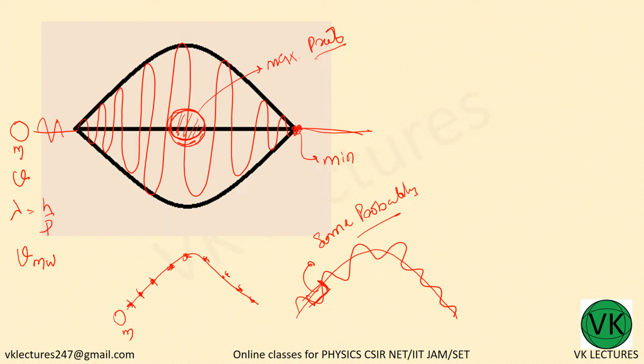So this is what exactly quantum mechanics is talking about. Quantum mechanics is all about the probability of finding this particle: probability of the energy, probability of the momentum, probability of the position. Now what is this called? This is called a wave packet.